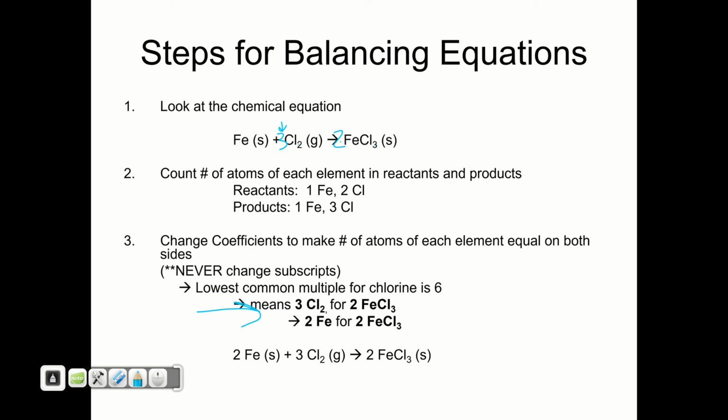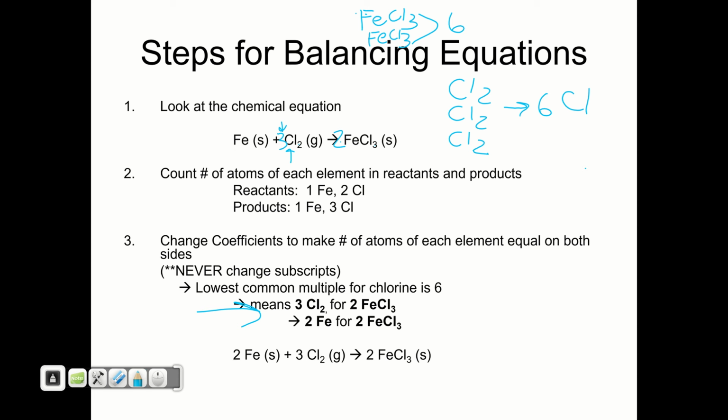The idea is that now I have 3 chlorine 2's, chlorine 2, chlorine 2, chlorine 2. That means I have 6 chlorines. Over on the other side, I have FeCl3, FeCl3. I have 2 of these compounds. 3 plus 3 is 6. They're the same amount. But I'm not done.